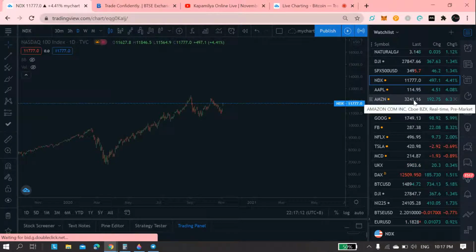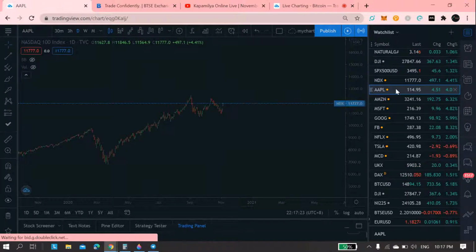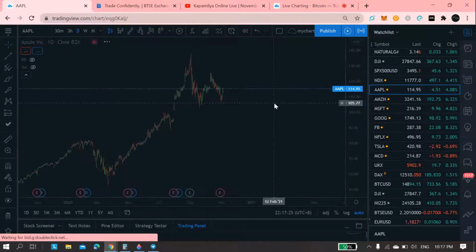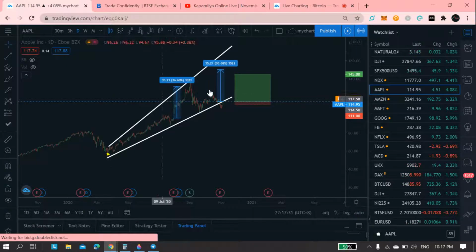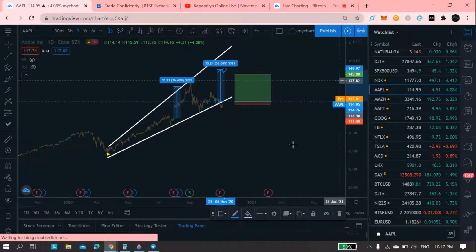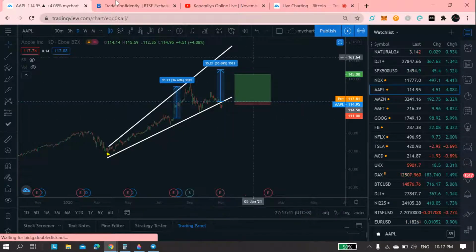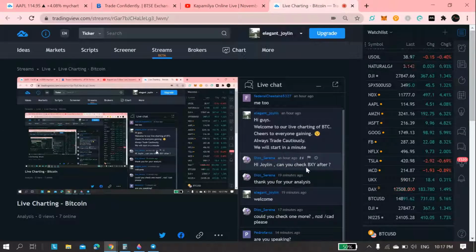I remember Amazon, right? I think I have a target of around 3.8, something like that, or 3.5, if I remember it correctly. And Apple around 150 area. I mean 145 area. Or this area that's actually 150 area. So I remember it correctly. So anyway, if you have some other questions, just feel free to ask.